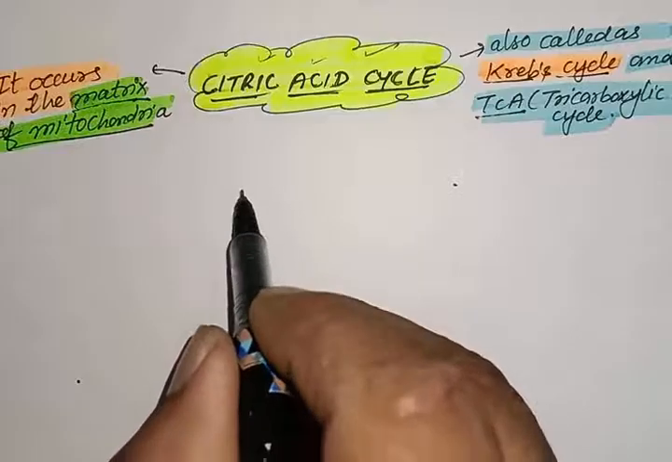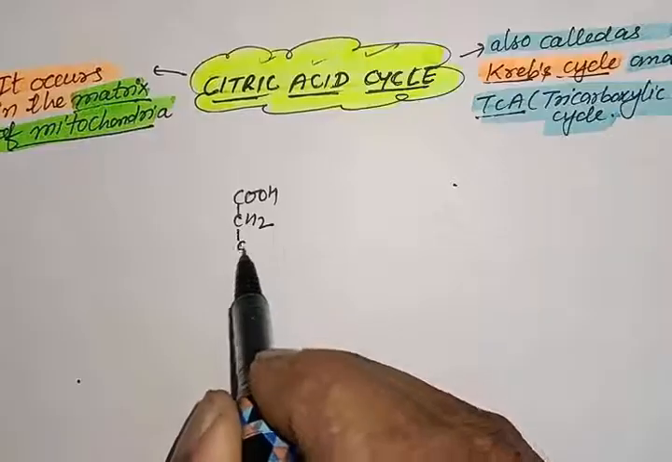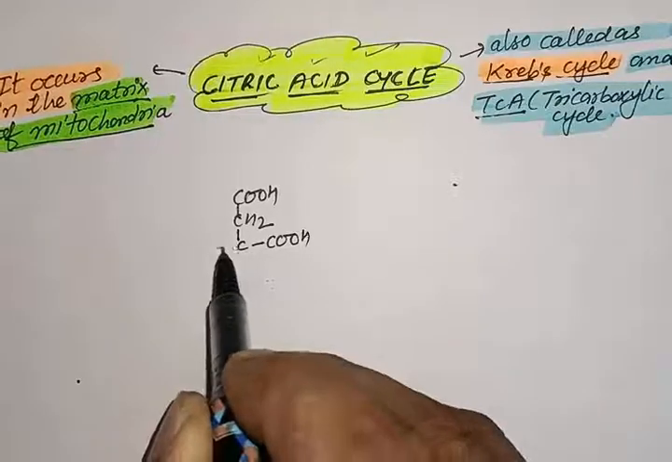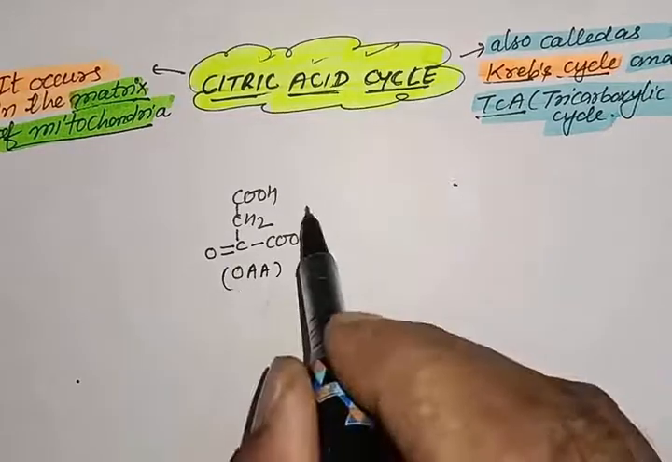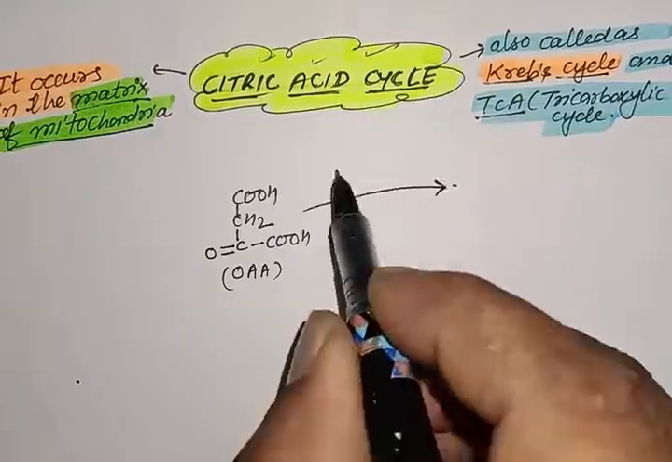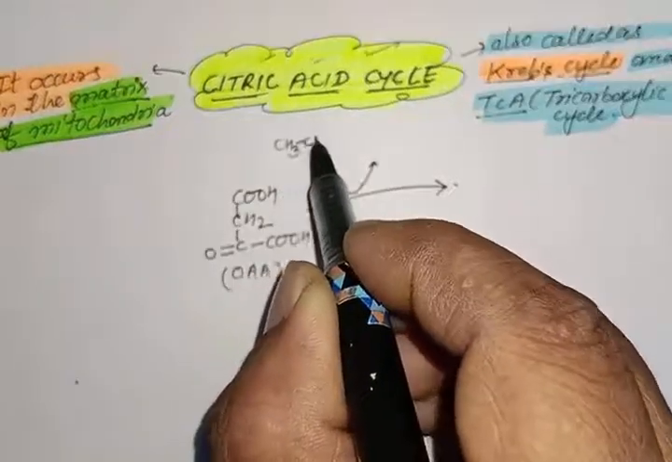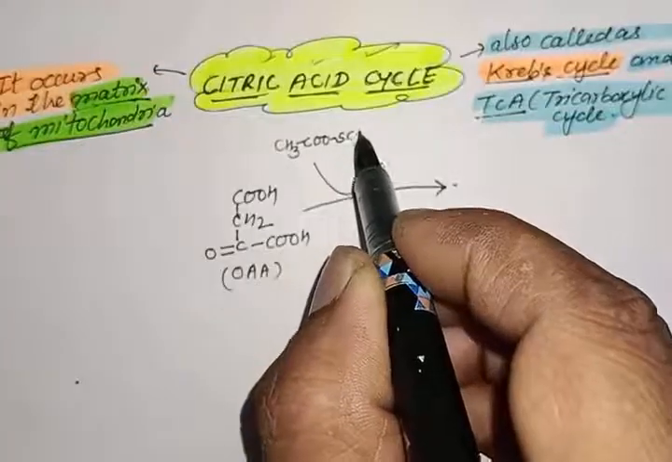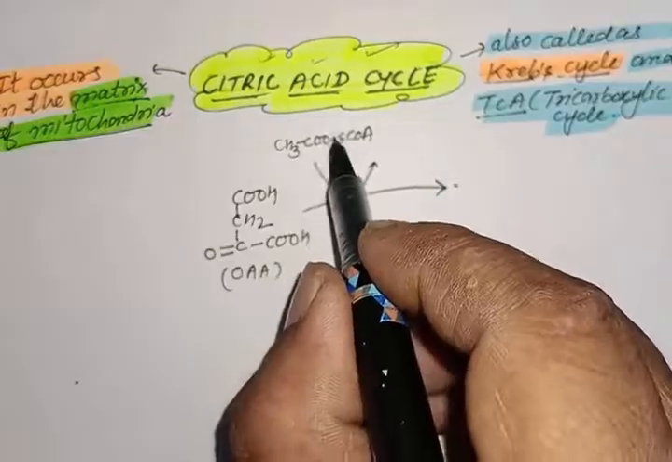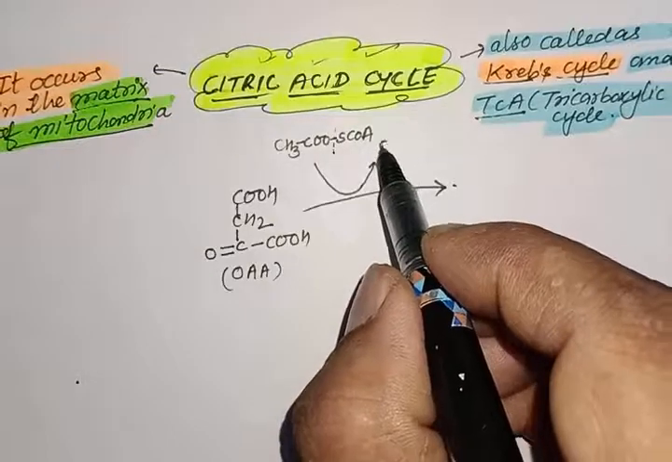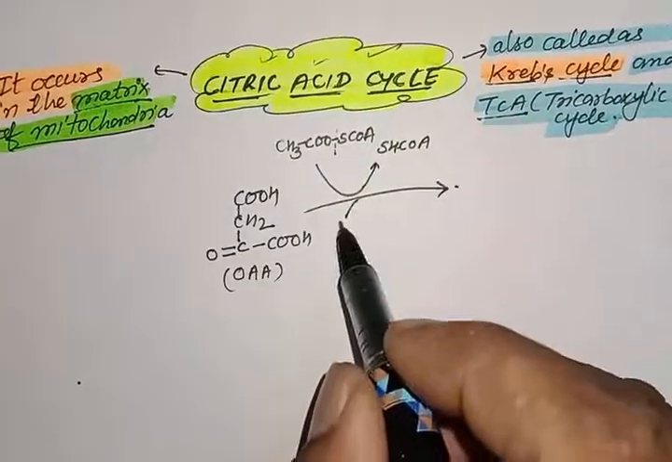The oxaloacetic acid is COOH, then CH2, then COOH, and double bond O. This is our oxaloacetic acid. This oxaloacetic acid reacts with acetyl CoA. Acetyl CoA is CH3COOSCoA. This is our acetyl CoA. Here, this bond will break and SHCoA is removed in the presence of water.